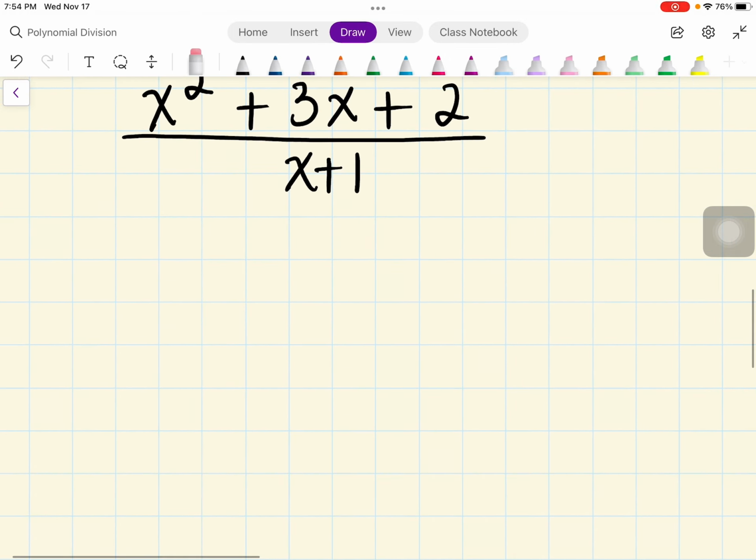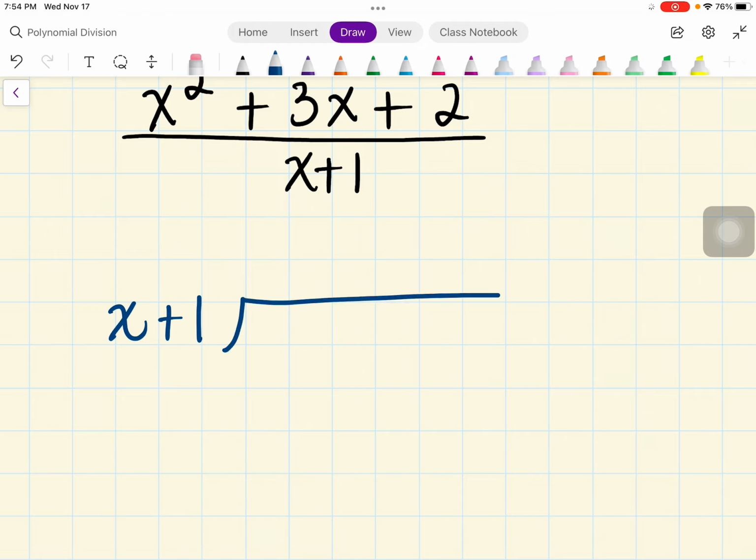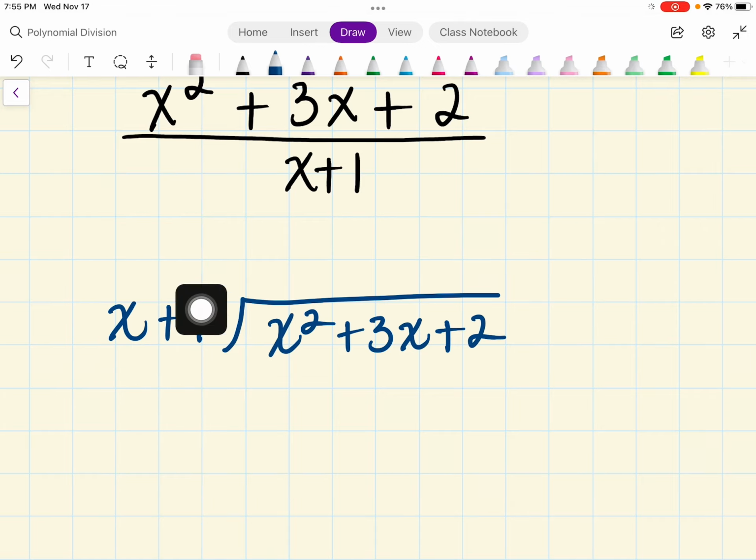So I am going to structure this where I have x plus 1 and of x squared plus 3x plus 2. All right. Now, in this case, guys, I want to see if I can divide x plus 1 into our first term, which is x squared. And in this case, guys, we can't because we have two terms and there's only one term here. So we actually need two terms in order for us to start dividing here.